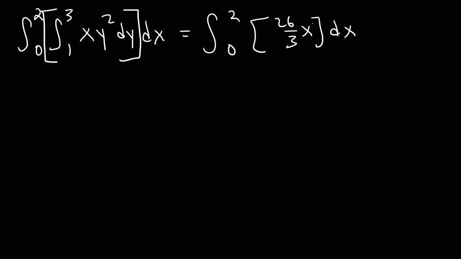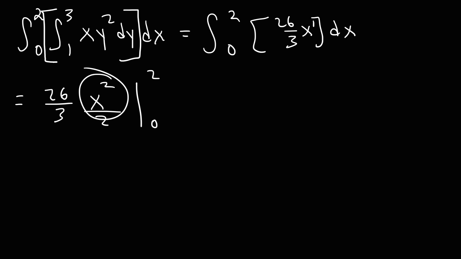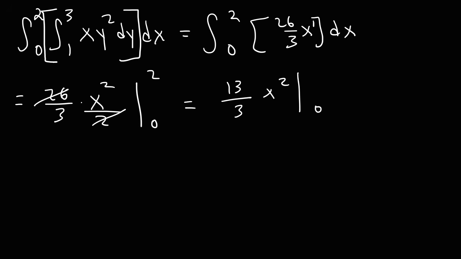So now let's find the antiderivative of x to the first power. We're going to add 1 to the exponent, it's going to become 2, and then divide by that result. Now, we're going to plug in 0 and 2. We don't need to write x equals 0 and x equals 2 because we only have one variable in that expression. 26 divided by 2 is 13. So we have 13 over 3 times x squared, and we're going to evaluate it from 0 to 2.